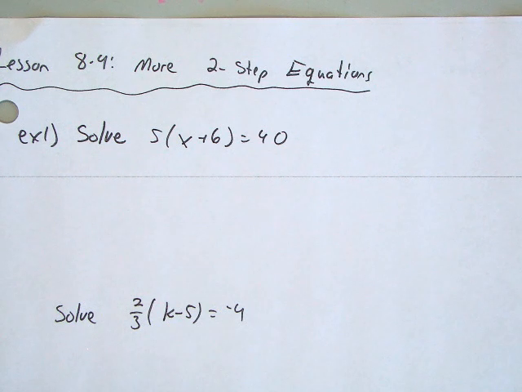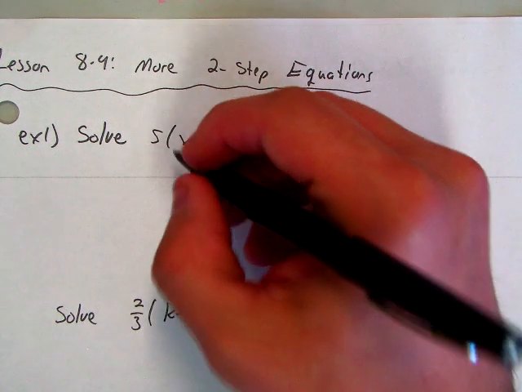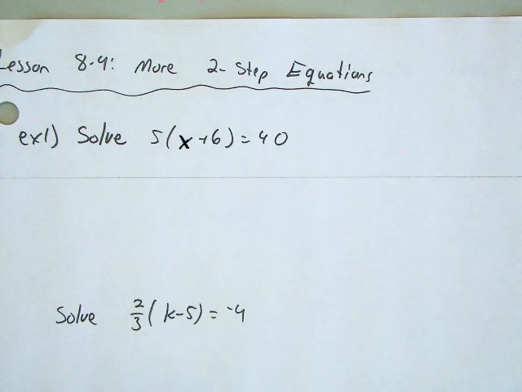All right, so today we're going to be talking about Chapter 8, Lesson 4. This is all about more two-step equations. The difference between this lesson and Lesson 2, which was two-step equations, is simply that we're going to have the distributive property or something that looks a lot like this instead of what we had in Lesson 1 or Lesson 2.